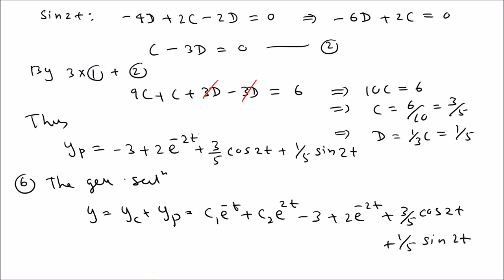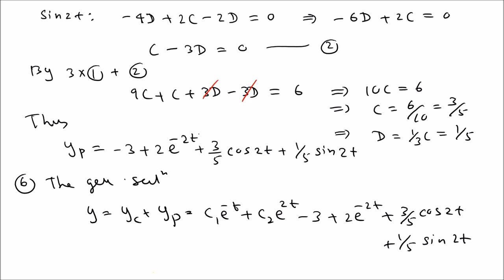In the exam, you're not going to get a question this long, but here I'm telling you that you can manage all of them together. You will get one or two terms, not a lot like that. Okay, now the last step is that we can use the initial conditions to find c1 and c2.